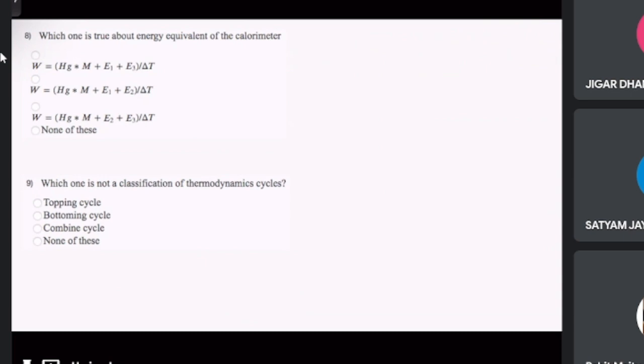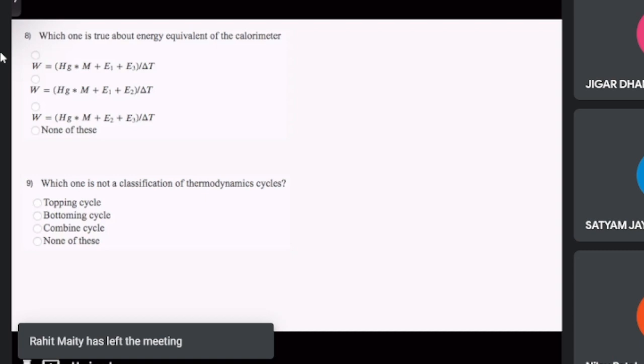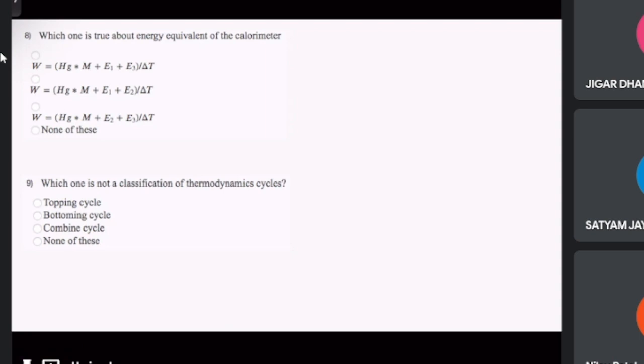So which one is true about the energy equivalent of a calorimeter? I think we have seen this formula also. So it is W is equal to Hg into M plus E1 plus E3 divided by delta T. I think this question is based on the benzoic acid assumption, and they left it to mention it properly. But yes, if benzoic acid was taken as the basis, which one is true for the energy equivalent of the calorimeter? In that case, there will be no E2. And then your answer will be Hg into M plus E1 plus E3 divided by delta T.